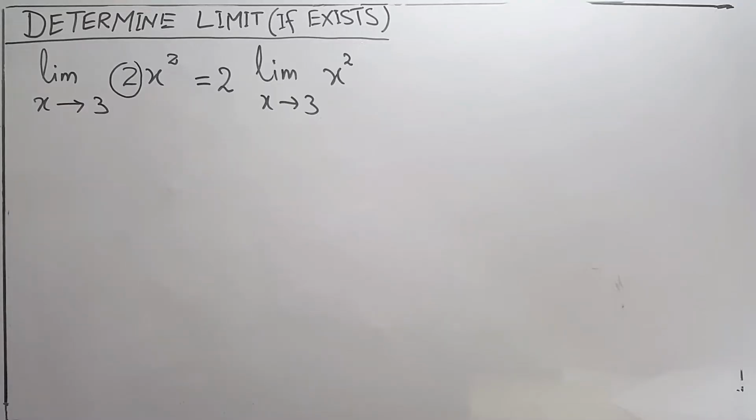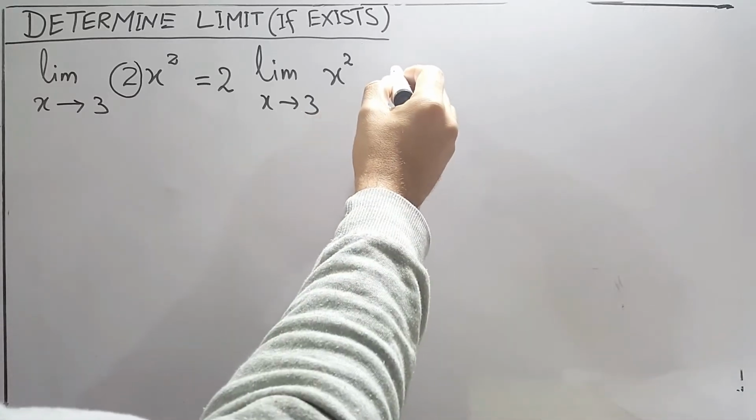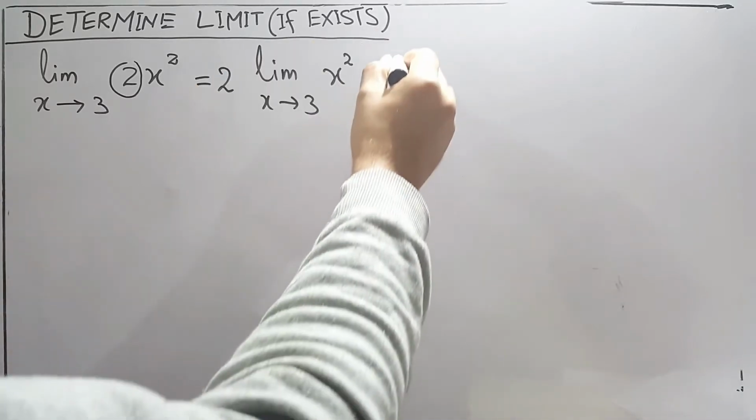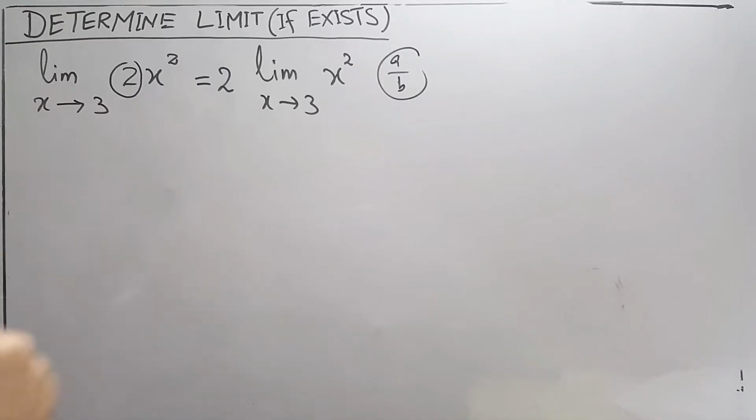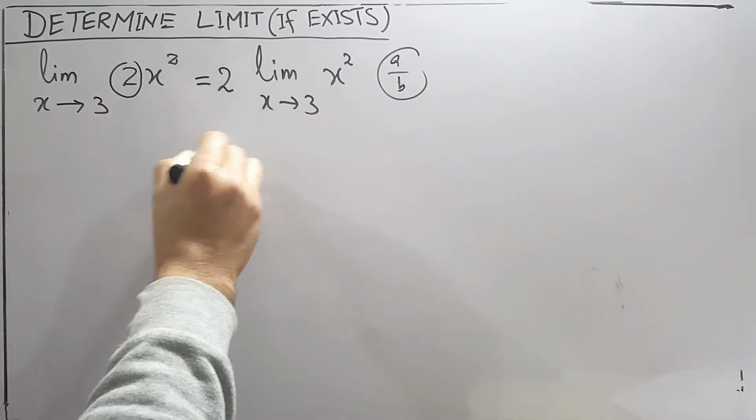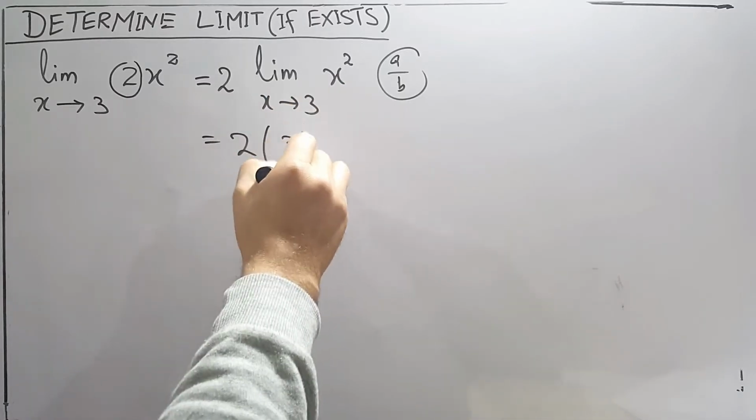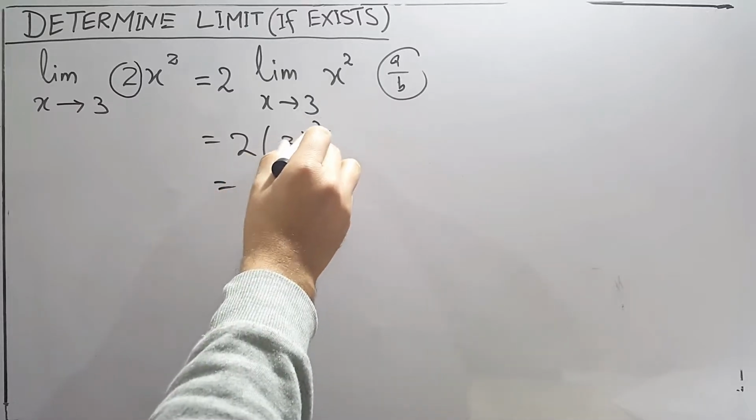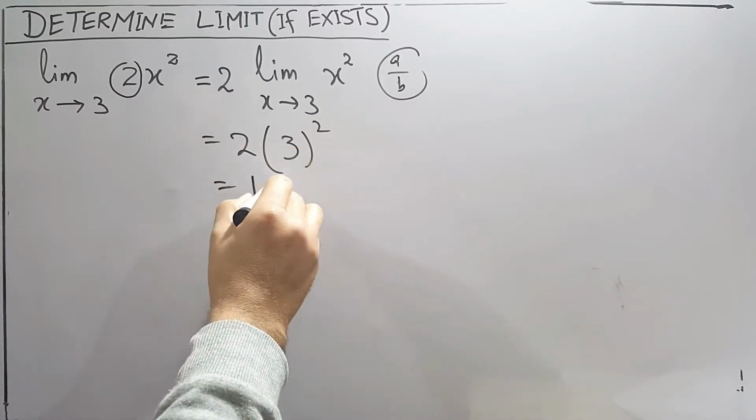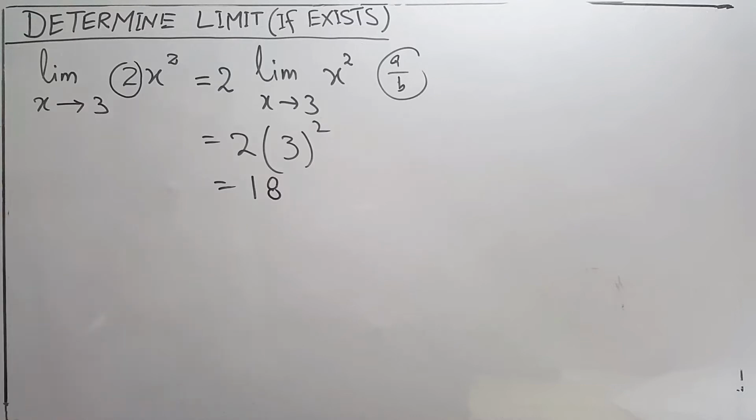Now one more property is that if the limit is not in fraction form, a over b form, and it's not giving you infinity, then you can straight away put the limit in it. So we put the limit straight away, and that gives you 3 threes are 9, and this is 18, right?